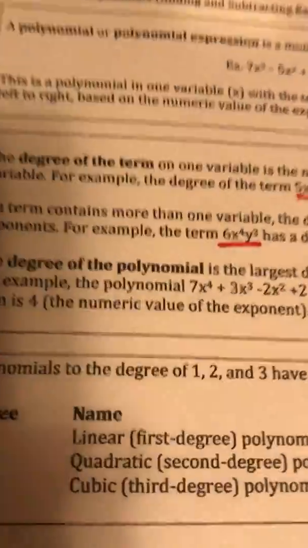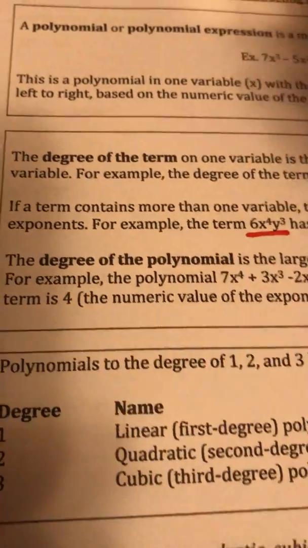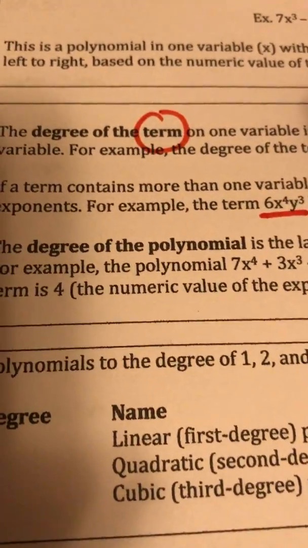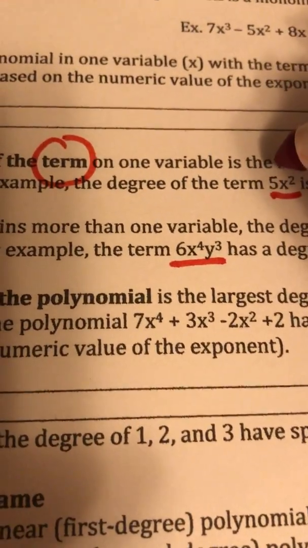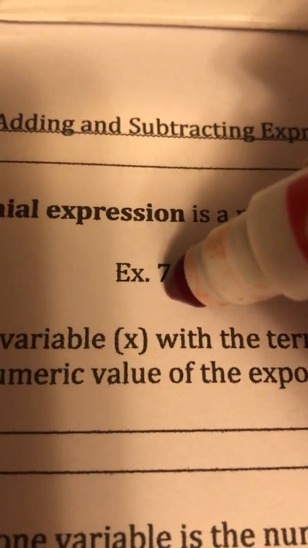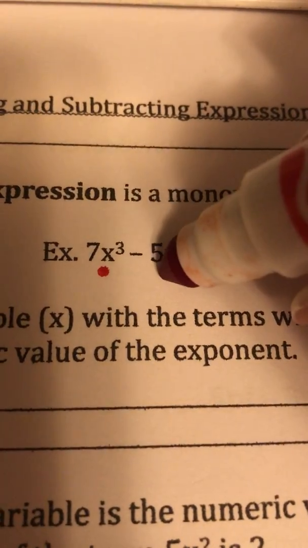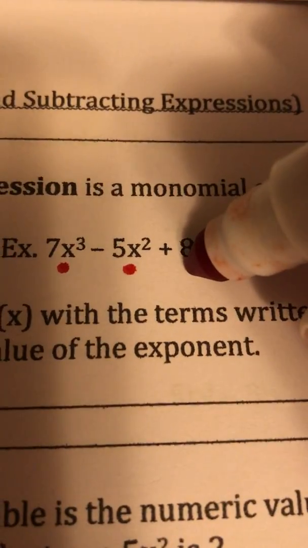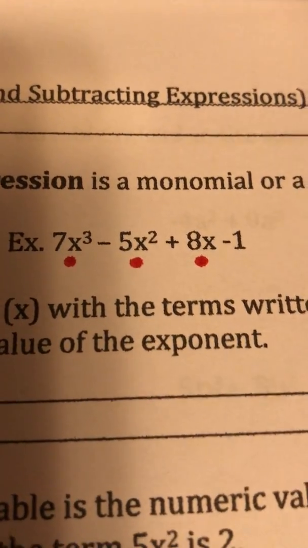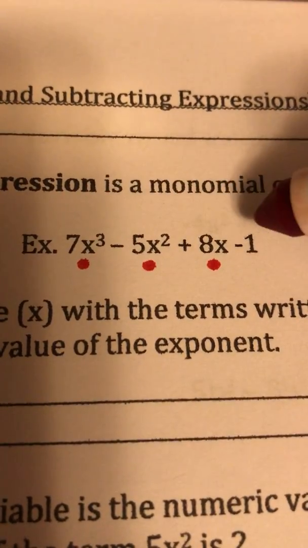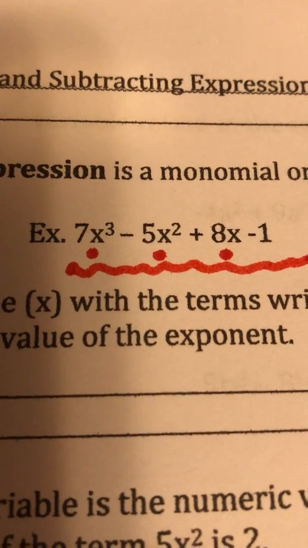If we're looking at the degree of the polynomial, you either have the degree of the term, where you're looking at just one term independently. The degree of this term is 3, the degree of this term is 2, and the degree of this term is 1. So you can look at the degree of the term individually, or we can look at the degree of the whole polynomial. Remember, this whole thing together is a polynomial.